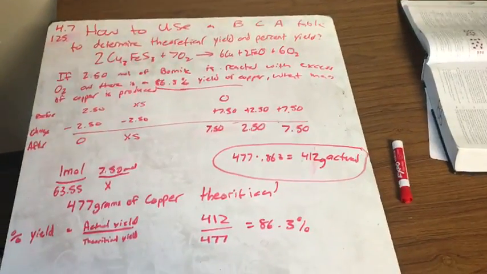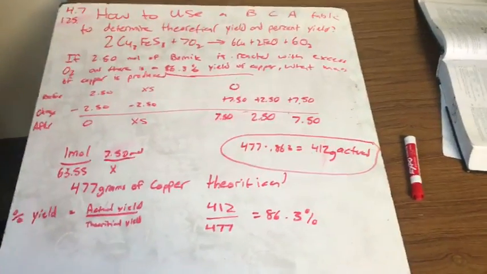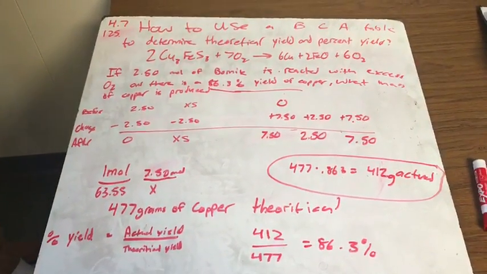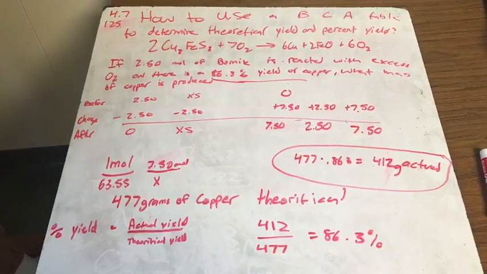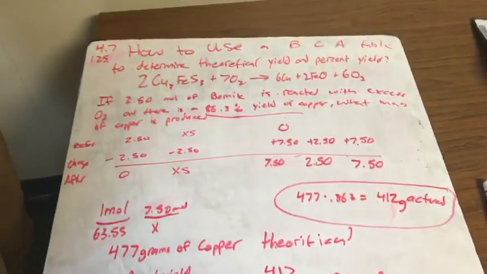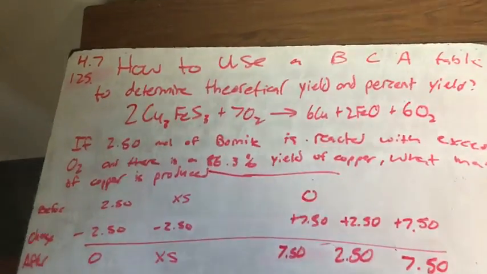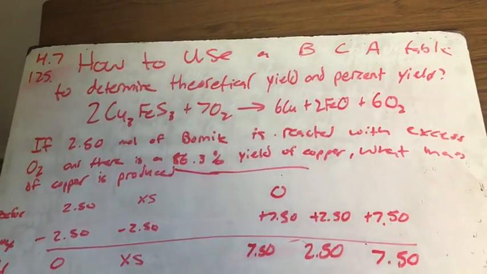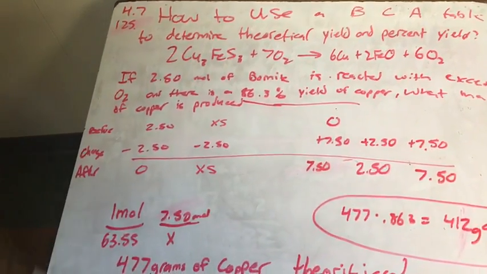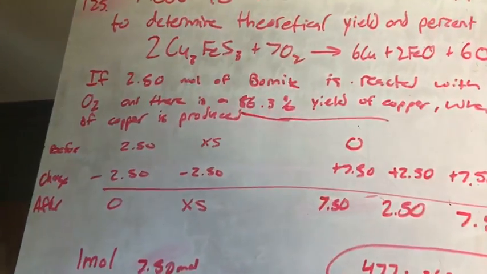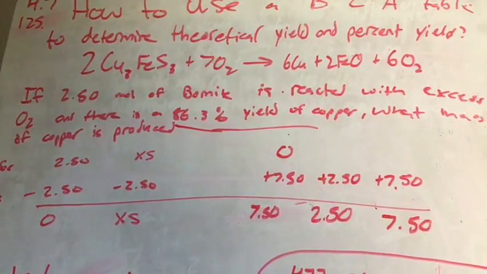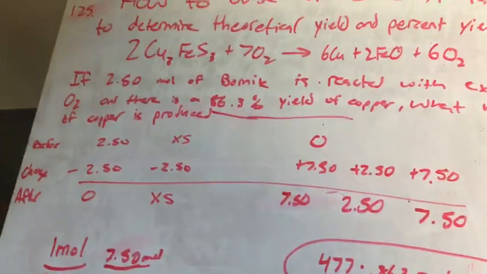Alright, so today we're going to learn section 4.7, how to use a BCA table to determine theoretical and percent yield. So we're given the balanced equation, 2Cu3FeS3 plus 7O2 goes to 6Cu plus 2FeO plus 6O2.